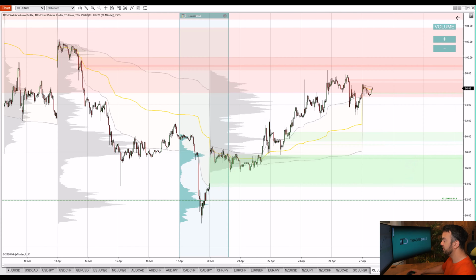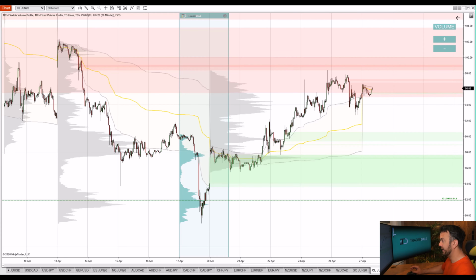Okay, so that's the logic behind this level, and right now we just need to wait for the pullback, and if it happens, then take it from there. You obviously want to be very careful around the news about Iran, but if there's no news which would cause like maybe massive spike moves or increased volatility, then this level should be okay to trade. Alright, so that's for the crude oil.